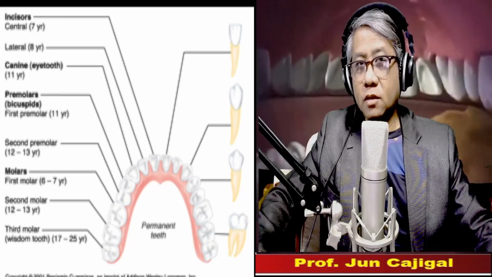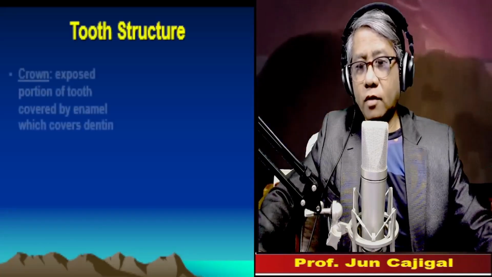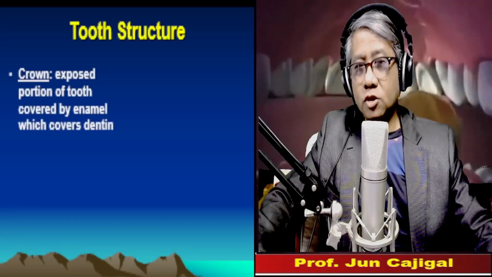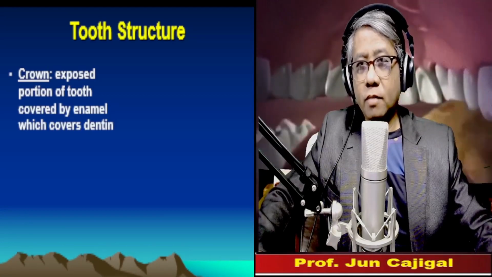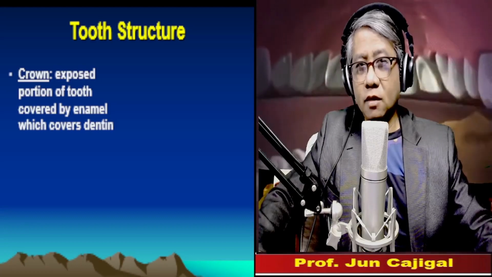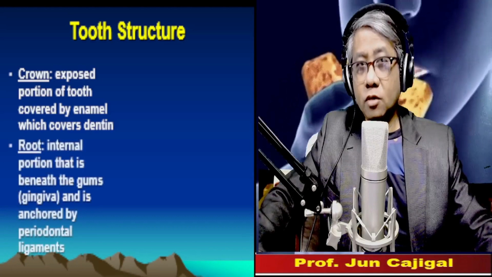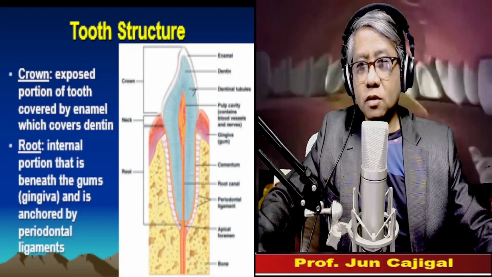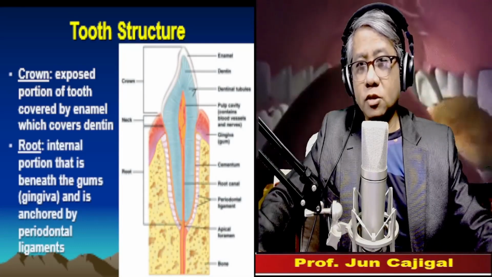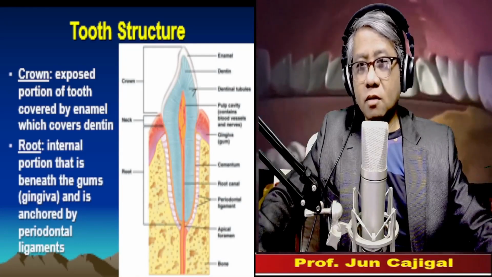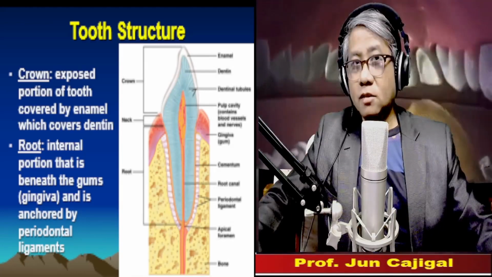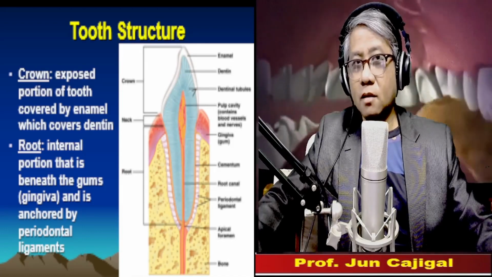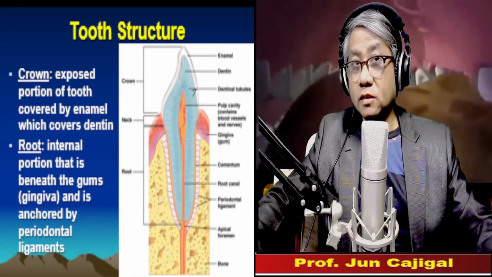Now, in terms of the structure of the tooth, we have the following. First, you have the crown, which is the exposed portion of the tooth covered by enamel, which covers dentine. And we have the root, which is the internal portion that is beneath the gums or gingiva, and is anchored by the periodontal ligaments.